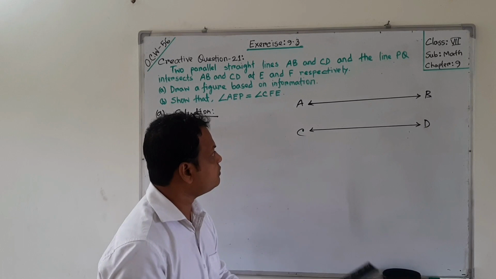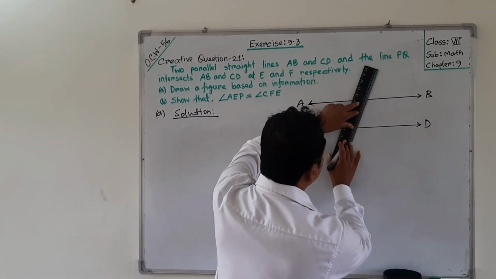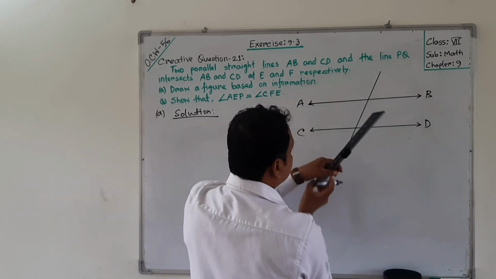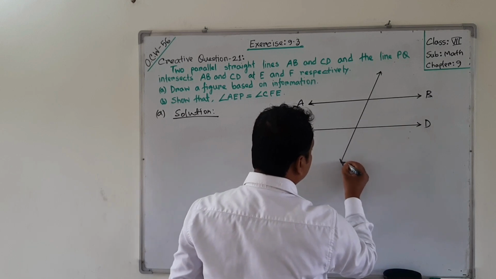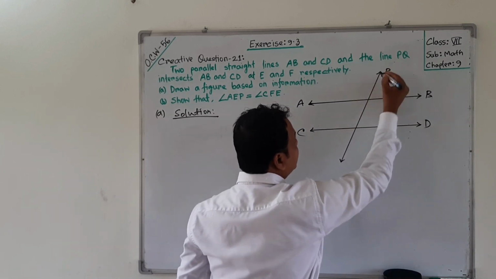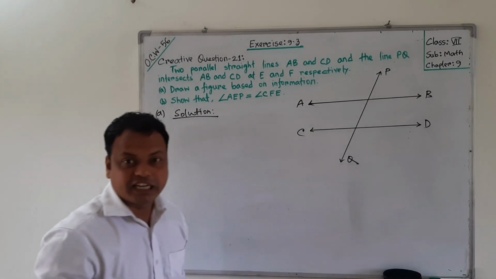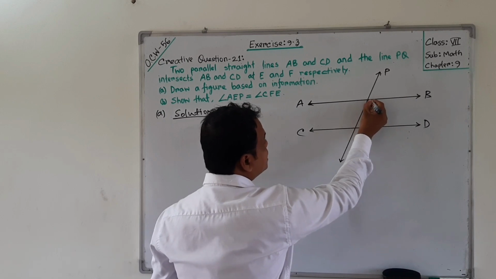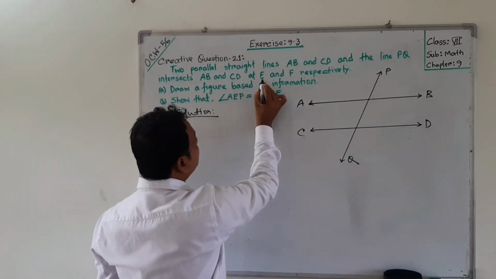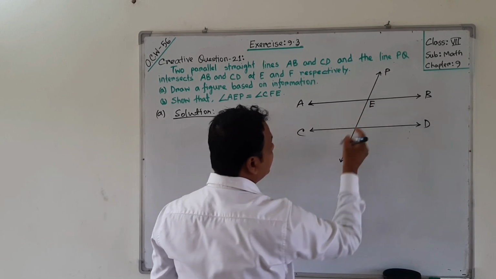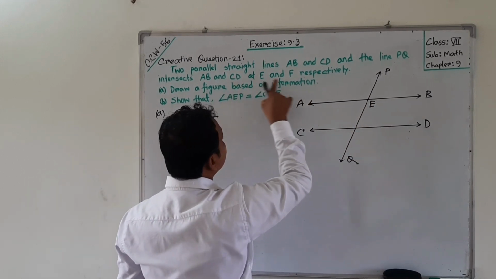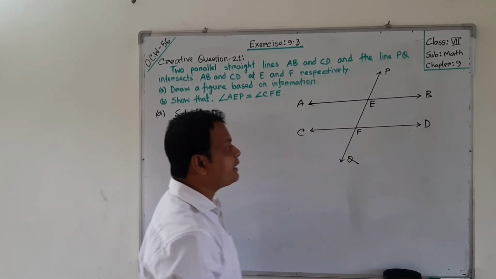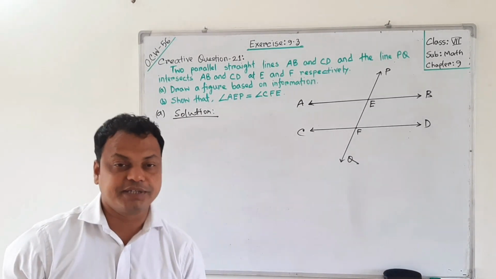So take another line. This is another line. The name of the line is PQ. So PQ, another line, intersects AB at this point. The name of this point is E. And it intersects CD at F. So the name of this point is F, respectively. So this is the figure from the above stem.